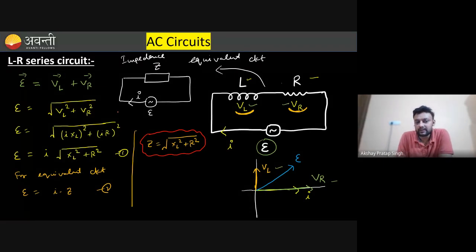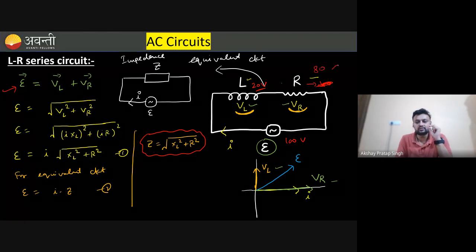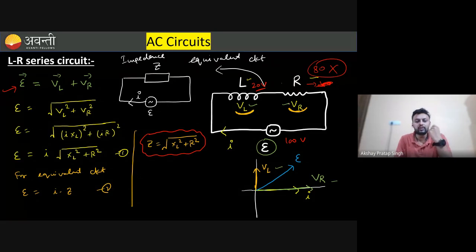This statement must be clear, because there might be a question in which this value will be given as 20 volt and this value will be given as 40 volt, and they will ask you what is the net EMF supplied. Or sometimes this is given as 100 volt, this is given as 20 volt, and they will ask the potential across the resistor. Some students make a mistake, thinking this is total 100, this is 20, so this must be 80. This will be wrong. This is not going to be 80. You need to calculate using vector addition like this.